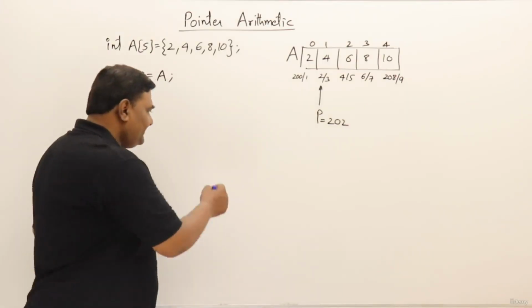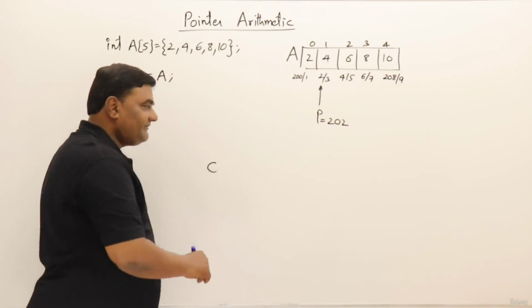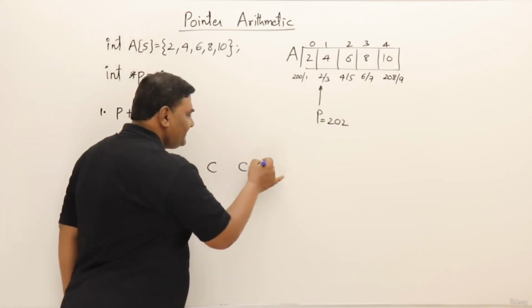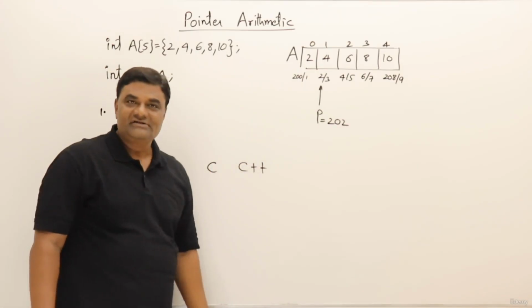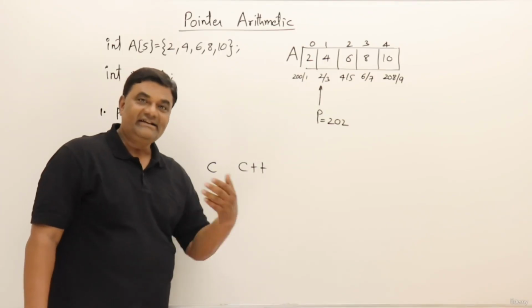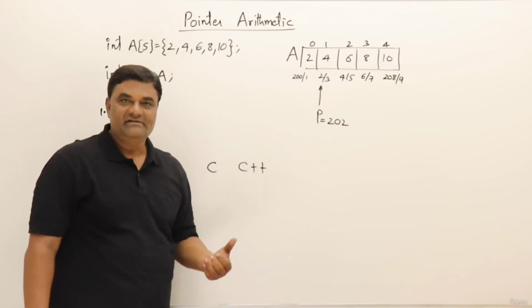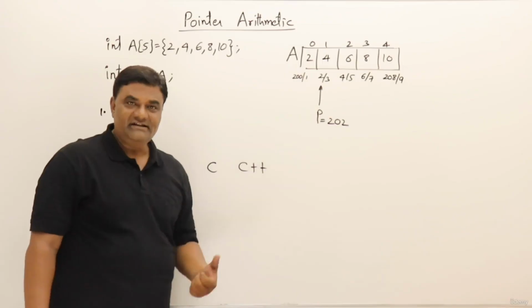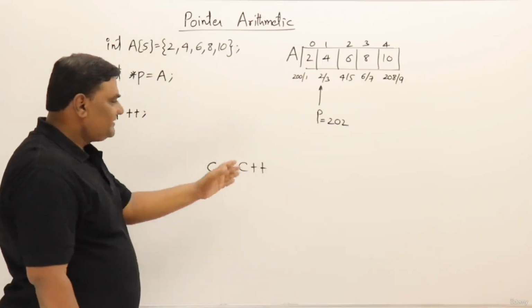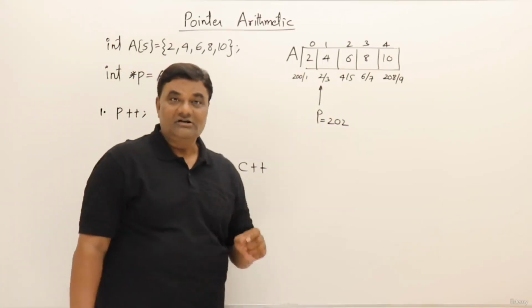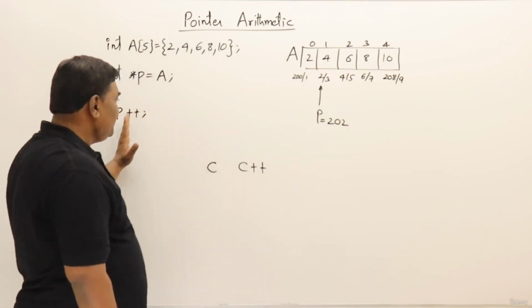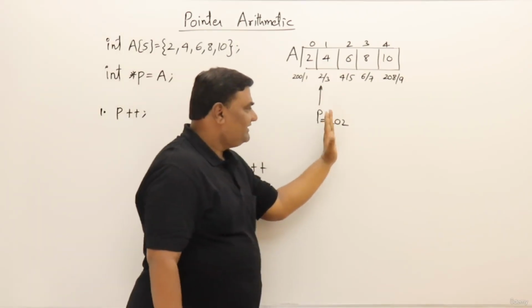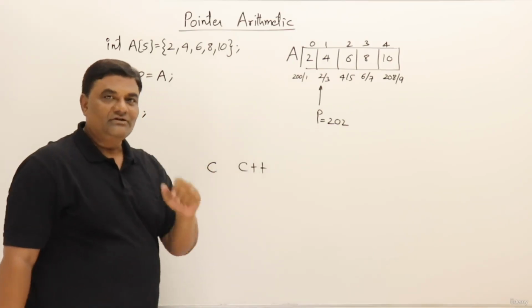Just like when we say C, it's the C language. When we say C++, it doesn't mean that we want to add 1 to the C language. We want to move to the next step in C, that is the object oriented C language. That's how plus plus means next, not plus 1. So that's how we make the meaning. So when you say p plus plus, the pointer will move to the next location. So this is one of the operations.